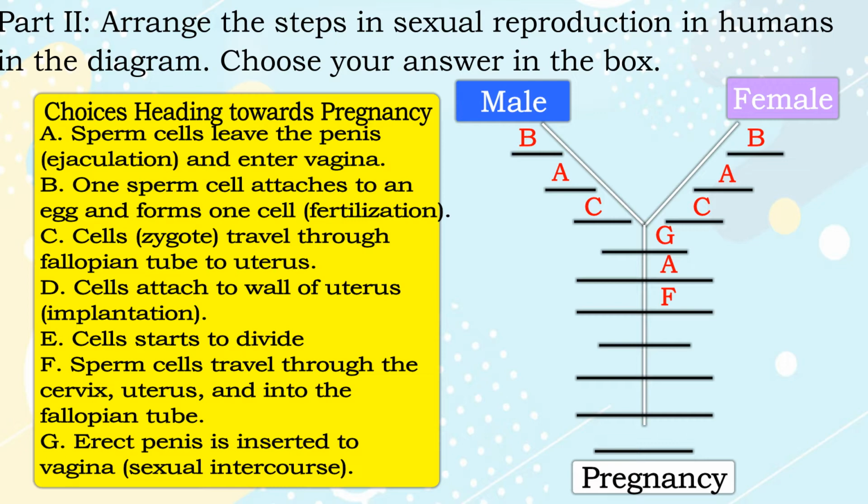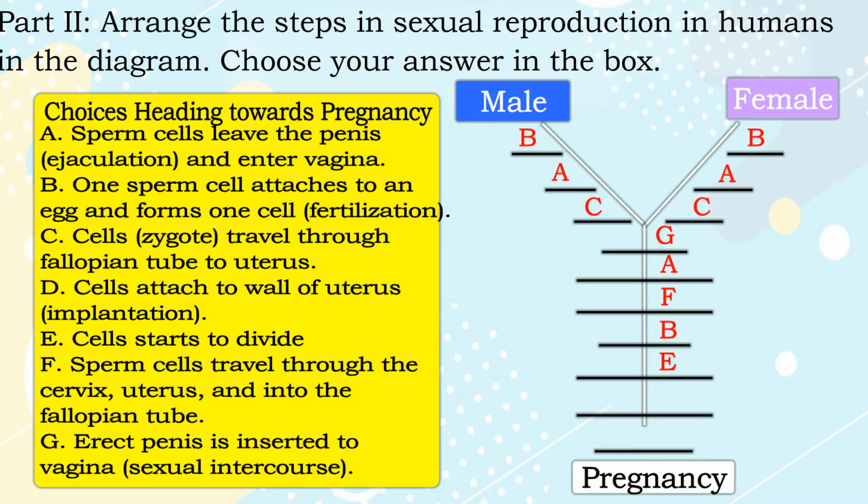Next is letter B. Isang sperm cell lang ang mag-fertilize ng egg out of millions deposited during the sexual intercourse by the male. Isa lamang sa million ang mag-fertilize ng egg cell. Next step is letter E. Kapag nagkaroon na ng fertilization, mag-start na mag-divide ang cell.